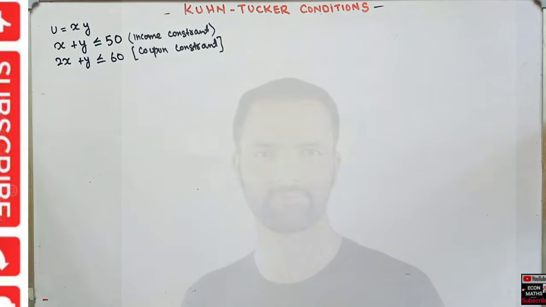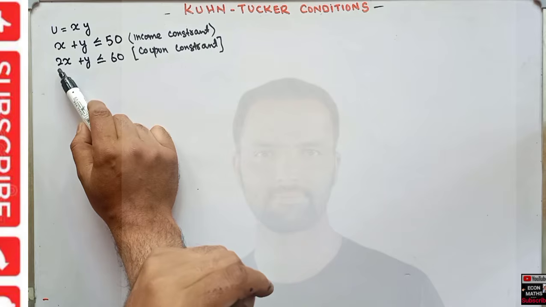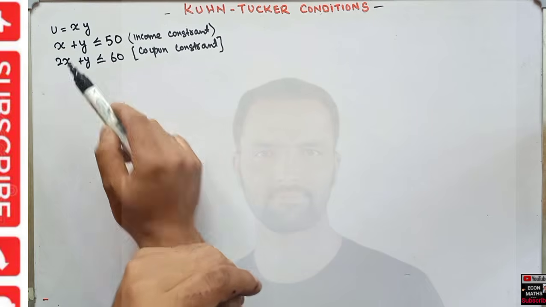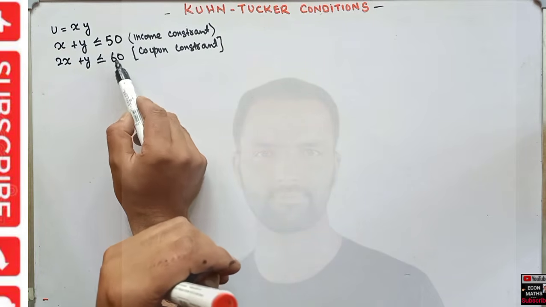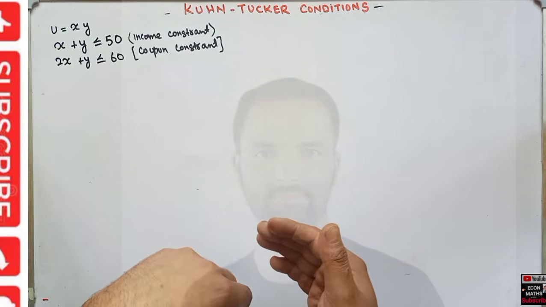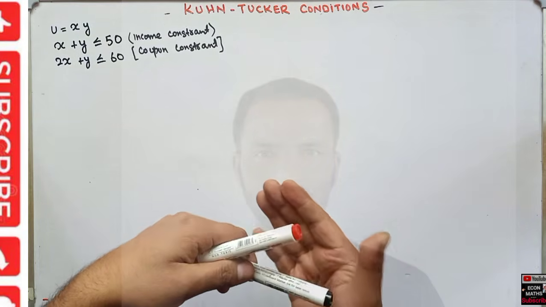Now it says that we need 2 coupons to purchase 1 unit of x and 1 coupon to purchase 1 unit of good y, and the total number of coupons available to us is 60. And how do we interpret it in a real life example? It can be used, let us say, in the case of wartime rationing.